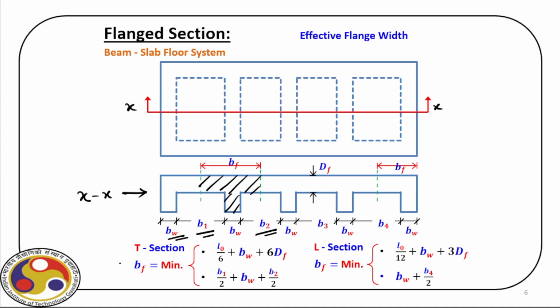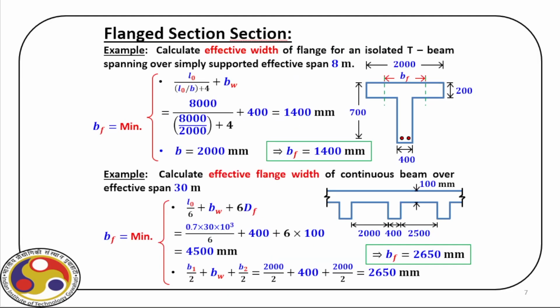we first find out B effective, which is the minimum of these two. So for this section, again, we have to find out what is L0. Then we know BW and DF. Then we can find out minimum of these two quantities, and that will give us the effective width of the flange section. Similarly, for L section, we can use this expression and find out what is the effective width. So now from this geometry, we can figure out what is the effective width of the section.